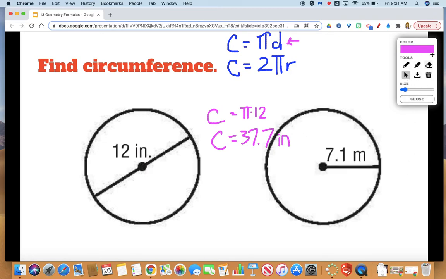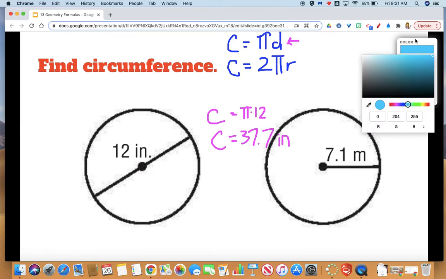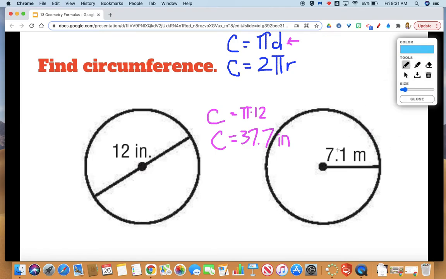Let's look at another example. In this example, we're given the radius. It's halfway across the circle, so this might be a better chance to use our second formula, 2 pi r. So where the r is at, I'm going to replace that with a 7.1 and plug that into my calculator. 2 times pi times 7.1. I'm getting a long decimal, which we can round to the nearest tenth, 44.6 meters.